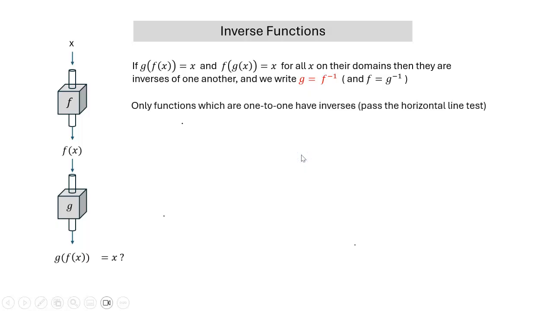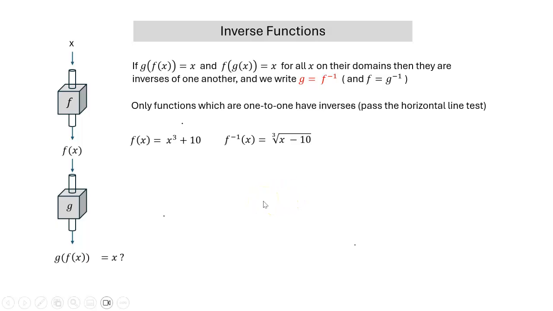Now, some functions don't have inverses. For a function to have an inverse to begin with, it has to be 1-to-1, or graphically pass the horizontal line test. I'll comment on this in a few moments, but let's just look at an example of what we really mean by inverse functions. So if you look at the function f of x equal x cubed plus 10, then I claim its inverse is the function, the cube root of x minus 10.